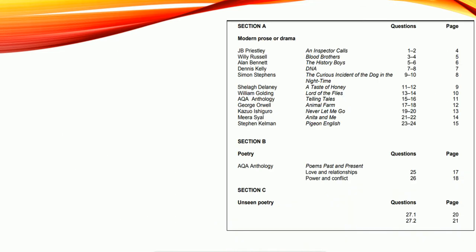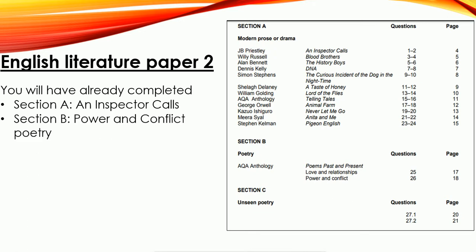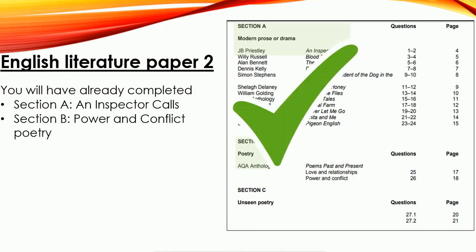Now, the section we're going to be looking at today is Section C. You will already have completed Section A, An Inspector Calls, and Section B on power and conflict. So you may be feeling a bit tired at this point, so I need to just say to you, please keep going. This is the final part of the paper and it's still worth 30% of the marks on this paper. So although I know you will be tired, keep going and keep working hard.